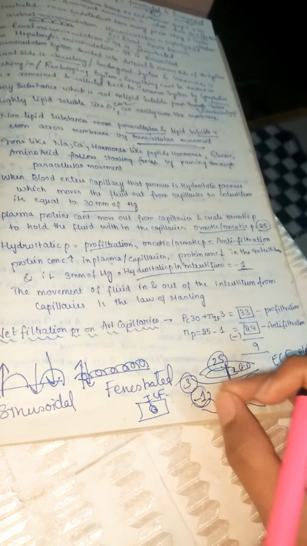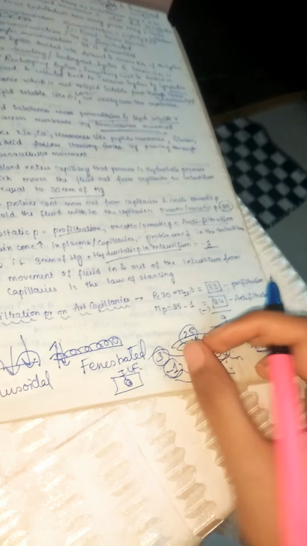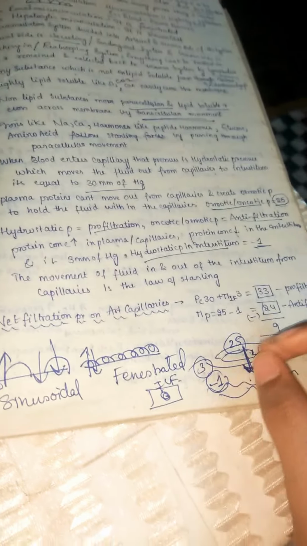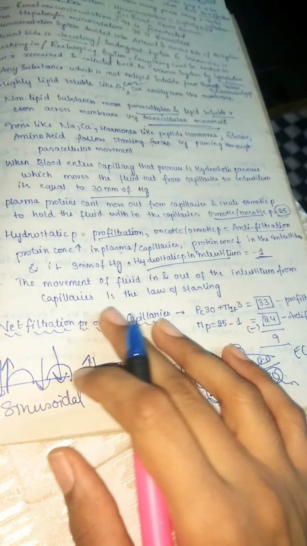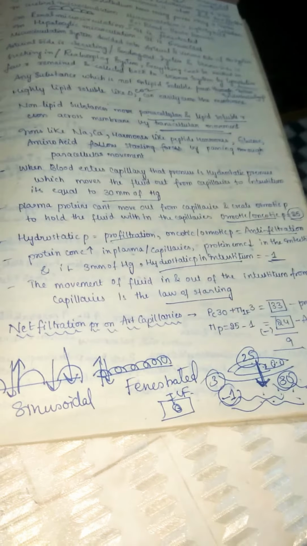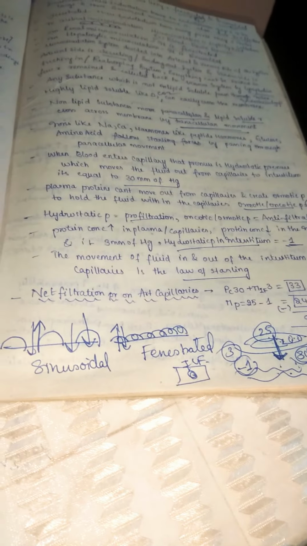Hydrostatic pressure is always trying to pull the water or fluid into the interstitial space, and oncotic pressure always tries to keep the fluid in the capillaries itself. The movement of fluid in and out of the interstitium from the capillaries is the law of Starling. These forces are also called Starling forces, in remembrance of the scientist who found this. They are the interstitial hydrostatic pressure and also the oncotic pressure, not only in the interstitium but also in the capillary.